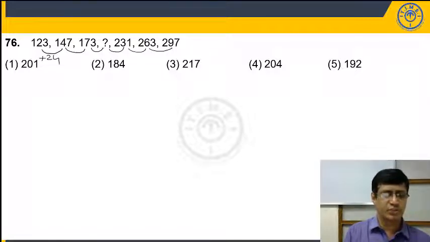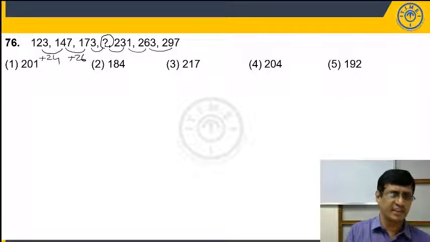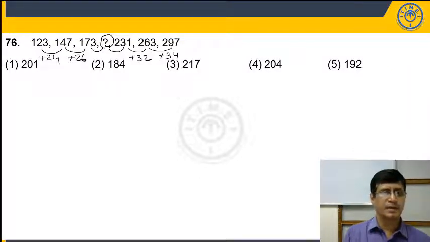And what about the next value? It is plus 26. The next one is not possible, we don't know. Just look at the other one. So what is the other one? 231 and 263 means it is plus 32 and plus 34. Now we can fill the middle part by using the series here.